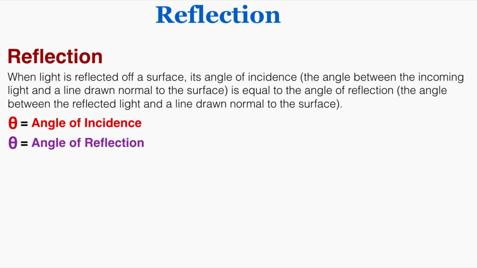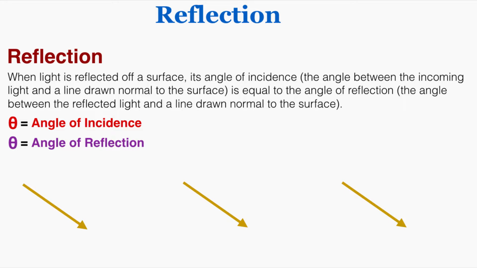This lecture is about the law of reflection, which is one of the simplest laws in physics. Reflection is just light bouncing off of a surface, and when light is reflected off of a surface, its angle of incidence, the angle between the incoming light and a line drawn normal to the surface, is equal to the angle of reflection, which is the angle between the reflected light and a line drawn normal to the surface.